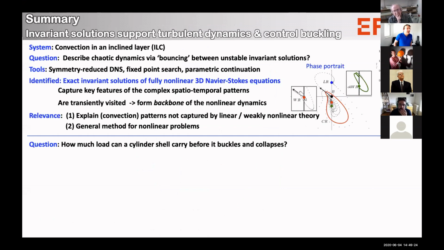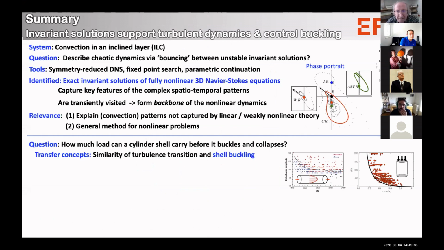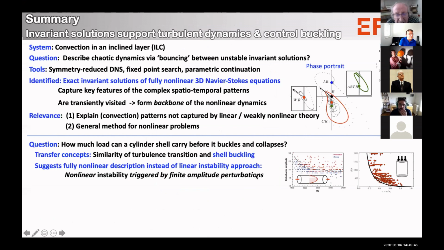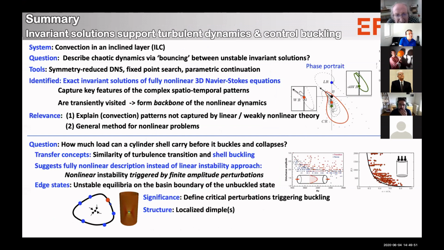The question was, how much load can a cylinder shell carry before it buckles and collapses? By transferring concepts from fluid mechanics, we realized that there's a similarity between turbulence transition and shell buckling. Based on that, we decided to describe the system as a nonlinear instability triggered by finite amplitude perturbations. We managed to find these edge states, which are unstable equilibria on the basin boundary. Their significance is that they define critical perturbation amplitudes, and they have the structure of localized dimples.